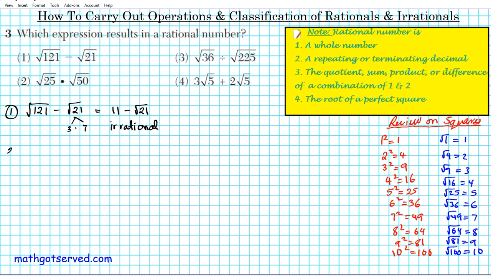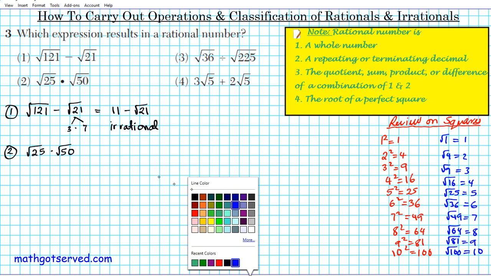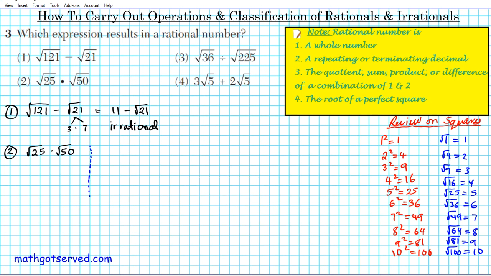Let's take a look at option 2. The square root of 25 times the square root of 50. Let's separate these. So what is the square root of 25? If you look at the list right here, the square root of 25 is 5.